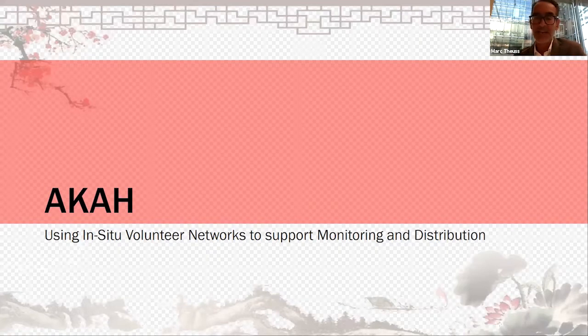I'm now going to turn to the experience of the Aga Khan Agency for Habitat, particularly the Akka Tajikistan experience during COVID-19. Hadi Husani, the CEO of Akka Tajikistan, is here to talk in a bit more detail about this example. The key experience here was using in situ volunteer networks to support monitoring and distribution. Next slide, please.